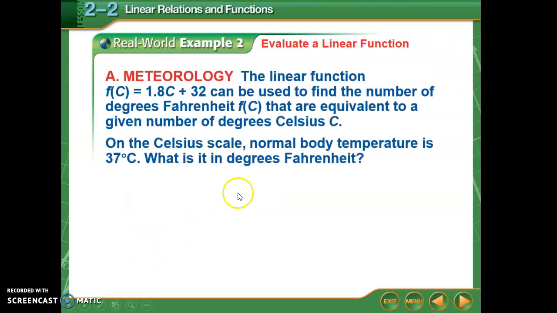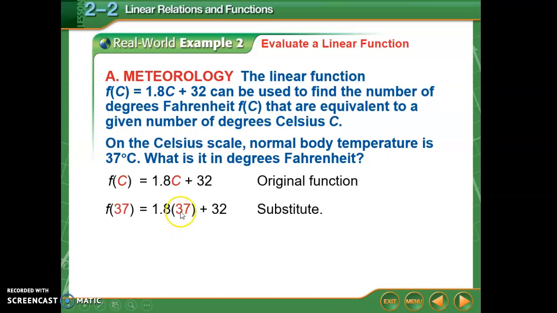Let's have a word problem. The linear function f of c equals 1.8c plus 32 can be used to find the number of degrees in Fahrenheit that are equivalent to degrees Celsius. Normal body temperature is 37 degrees Celsius. What is the equivalent of that in Fahrenheit? All you need to do is plug in the value of C, which is 37, and then work it out.